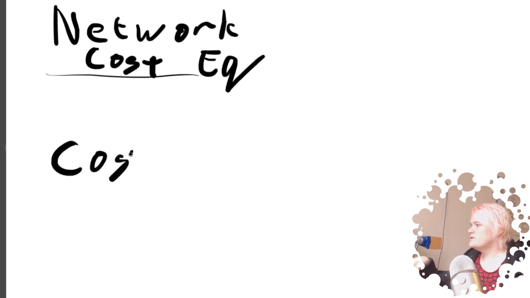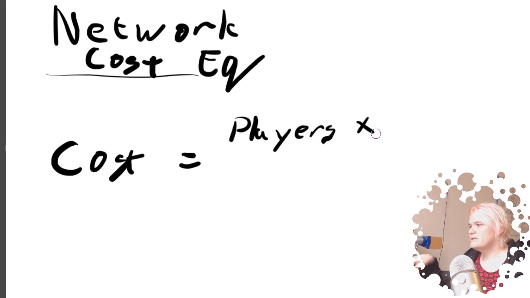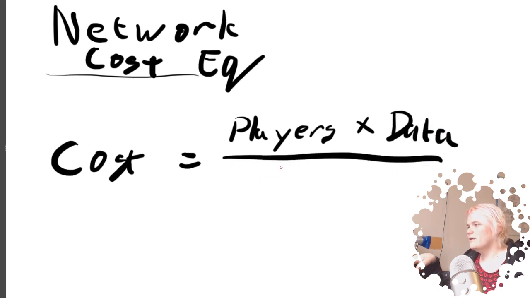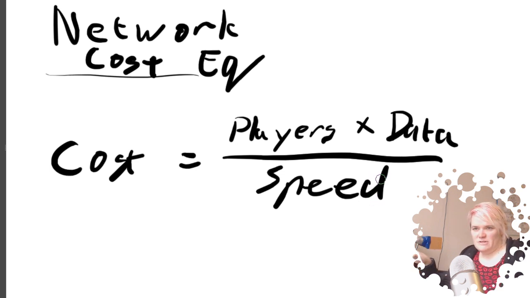So the cost of a networking feature is equal to the number of players, right, times the number of data, divided by the speed, right? So this is a very simple version of it. There's a more complicated version, and I'm going to show you a second version of it in a sec. But basically, the cost of a network feature: the more data you want to send multiplies out, the more players involved in the sending multiplies out, and any delay you can introduce to the system helps.